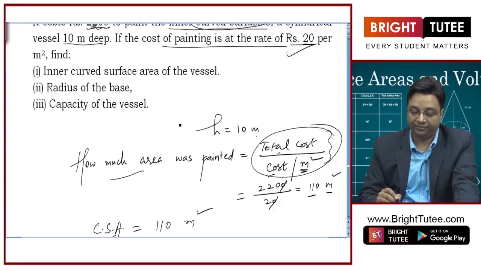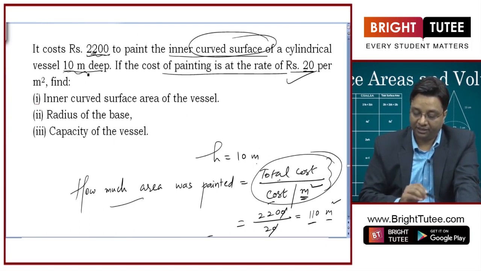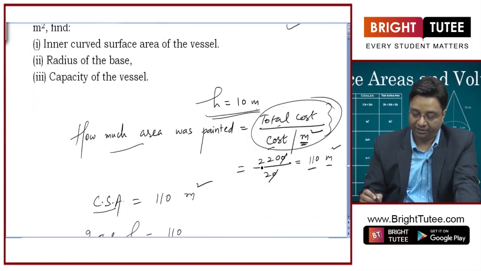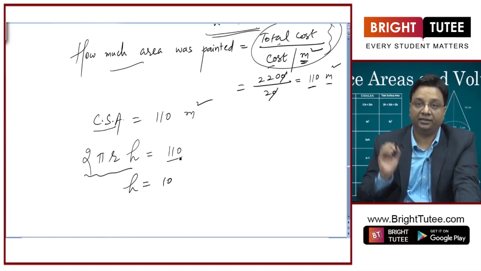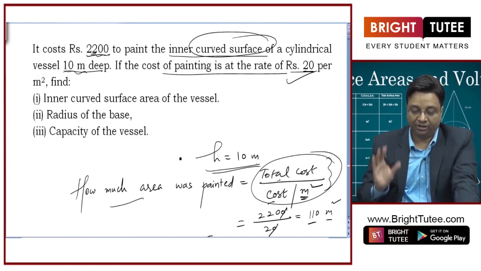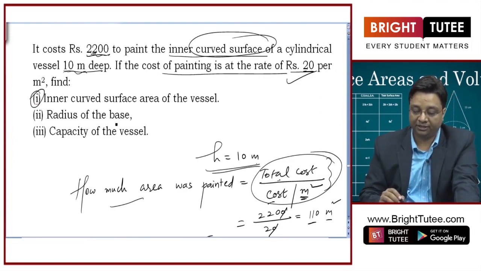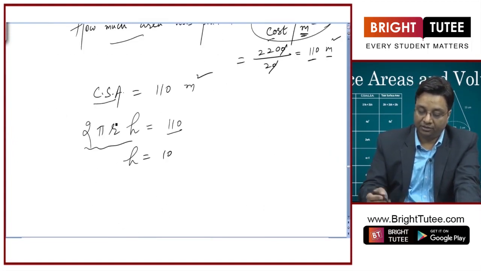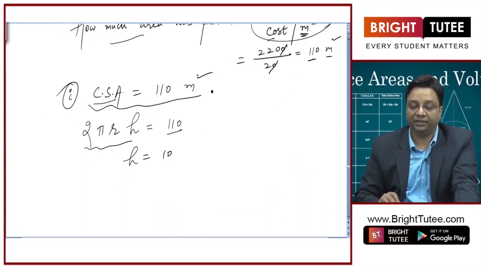Now, let us look at the next part here. We are given height h as 10 meter, and we have calculated this area to be 110 meter square. So this is what we have got. Now, let us find the first part here, the inner curved surface area of the vessel. Obviously, the first part we have already solved. This is the inner curved surface area of the vessel.